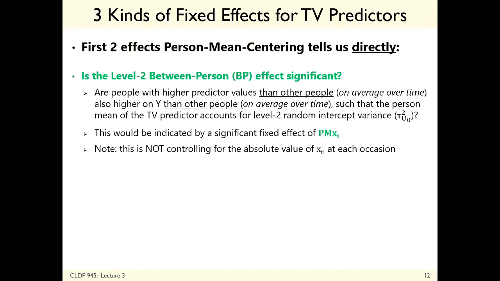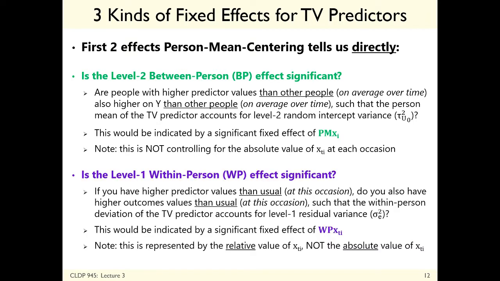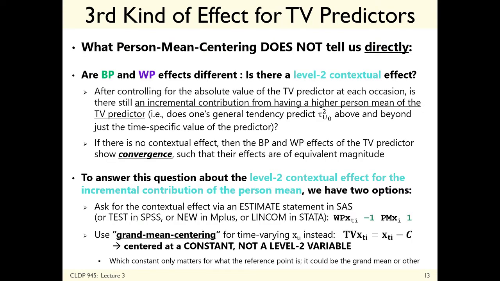So the other way that people specify these models, which is much more common in clustered data, is to not do the person mean centering, to leave in the original level 1 predictor centered at a constant, to go back to grand mean centering. Now that was the thing that I told you was wrong. Here's how to make it right.